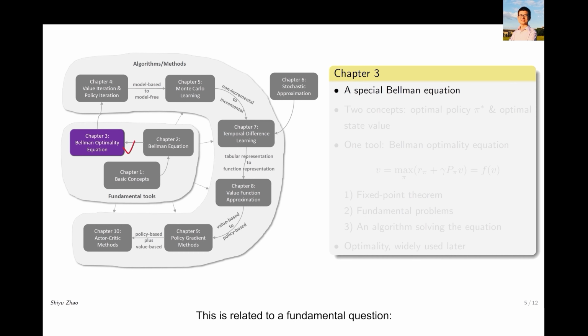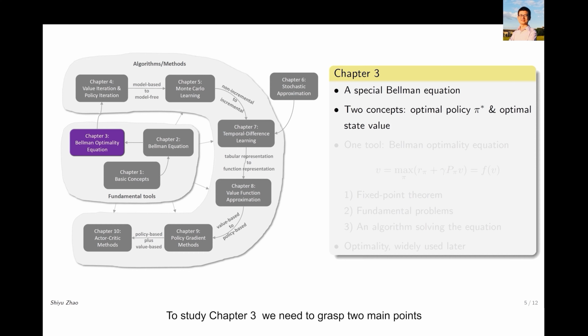This is related to a fundamental question: what is the ultimate goal of reinforcement learning? As I have told my students, upon encountering this question, you must quickly respond that the ultimate goal of reinforcement learning is to find out the optimal policy. Therefore, Chapter 3 is of significant importance. To study Chapter 3, we need to grasp two main points.